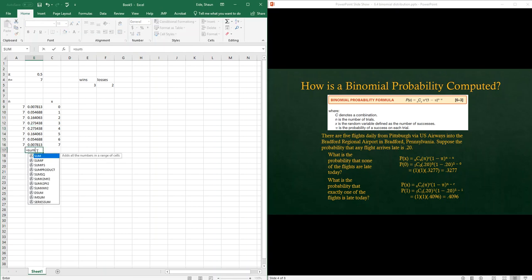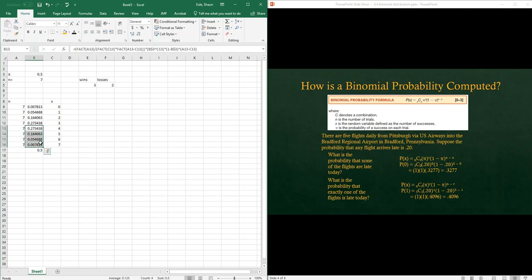So equals sum, 4 or higher. Based on this, the probability of them having a winning season is 0.5, because I added up all of the possible outcomes that would result in them having a winning season.